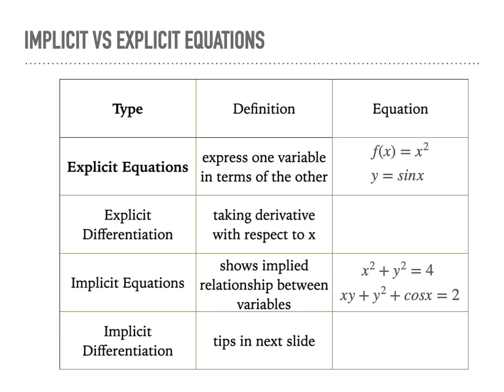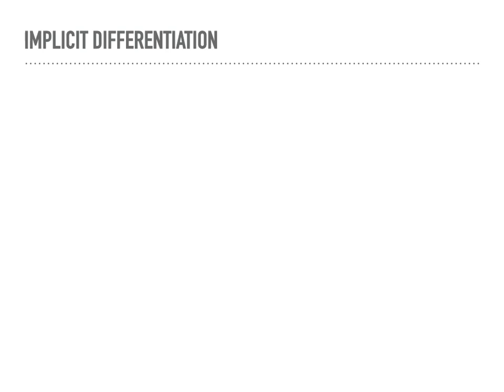Third up, we have implicit equations, which show an implied relationship, such as x squared equals y squared, or x squared plus y squared equals 4. Last but not least, we have implicit differentiation, which is what we're going to be focusing on.